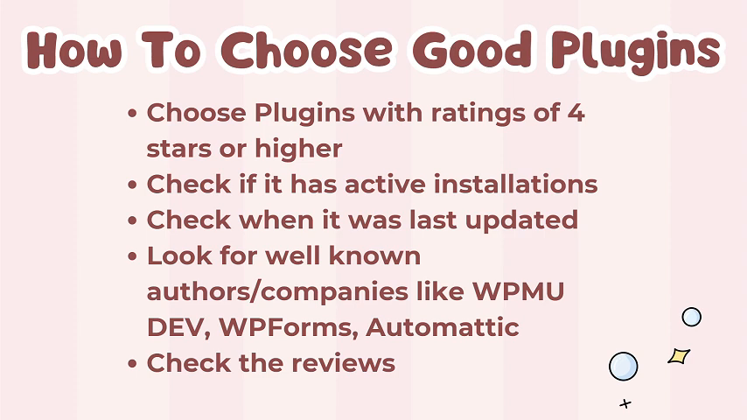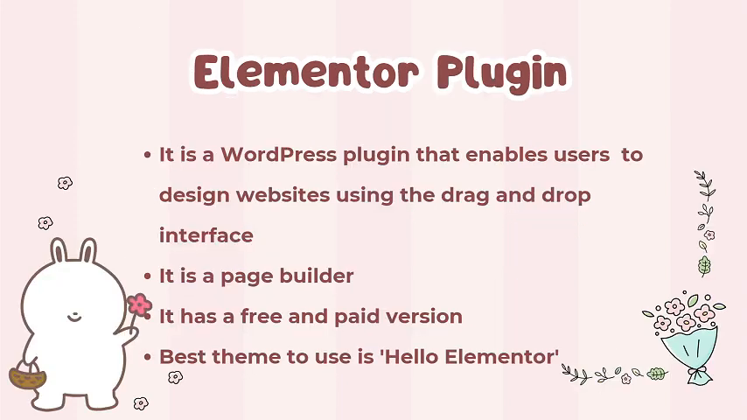So now, how to choose good plugins. First of all, you choose a good plugin with ratings of 4 stars or higher. So you first look for a plugin that has 4 stars or 5. You check the active installation size, if people are actually installing this plugin. You check when it was last updated. Then you can look for well-known authors like WP Dev, WP Forms or Automattic. You can also check the reviews before you install.